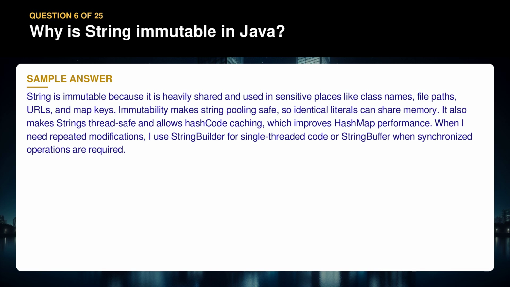Question 6. Why is String immutable in Java? String is immutable because it is heavily shared and used in sensitive places like class names, file paths, URLs, and map keys. Immutability makes string pooling safe, so identical literals can share memory. It also makes strings thread safe and allows hashCode caching, which improves HashMap performance.